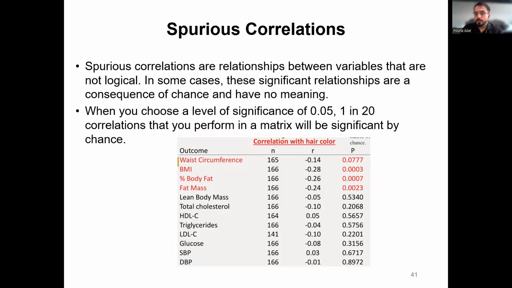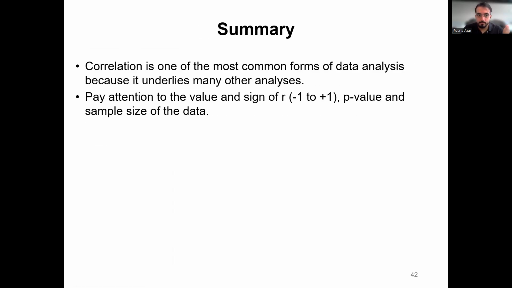Sometimes when we measure correlation, the nature of that correlation doesn't make sense because it's not logical. So here in this table, we have correlation with hair color. Is there any correlation between waist circumference or BMI with hair color? And if we look at the p-value, some of them are significant, right? But it is not logical. So we cannot just measure the relationship between any two variables. There should be a logical relationship or logical association between two variables.